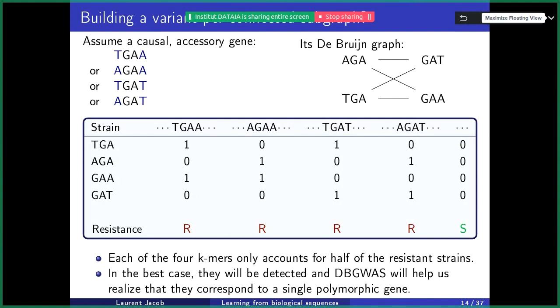I want perfect correlation. If I manage to do something that's presence of this gene in any version, I should have 1, 1, 1, 1, and more power for the detection. In the best case, if I have enough power, enough samples, for example, then I will detect that these k-mers are correlated with resistance, and then DBGWAS may say, oh, look, they're all connected together, so that's a single unit.